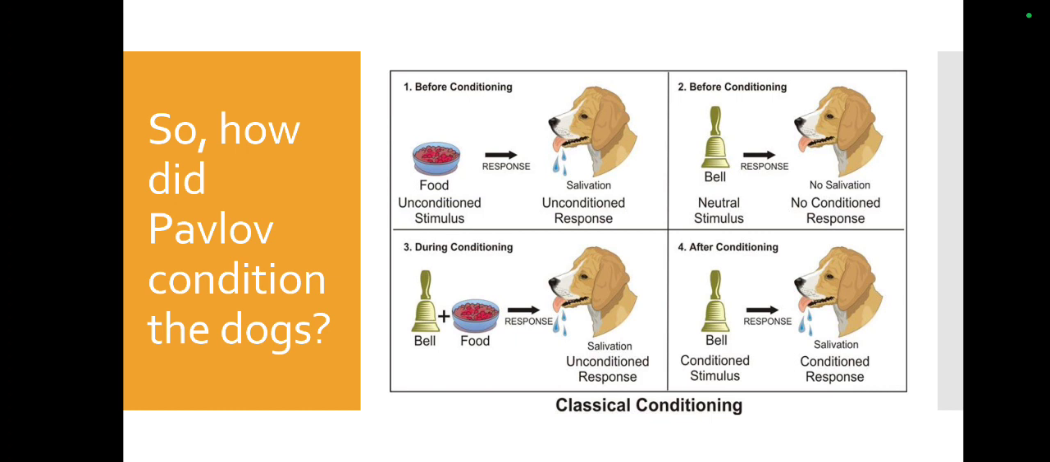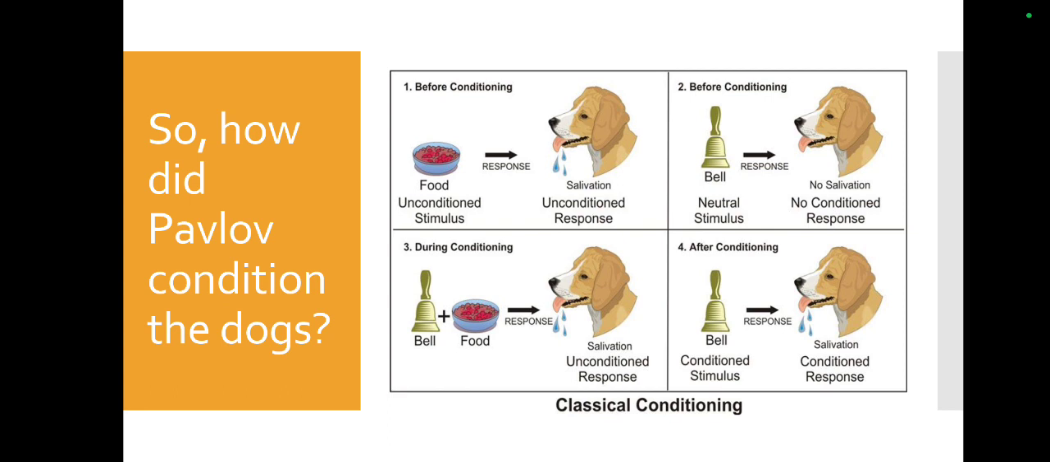So how then did Pavlov do this with his dogs? So we're back on page 6 in your booklet. Pavlov attempted to condition dogs by pairing the neutral stimulus, which was the bell, with the food, which was the unconditioned stimulus. Again, you might want to highlight this, but this is the same as what you've got in your booklet. So the food is an unconditioned stimulus.